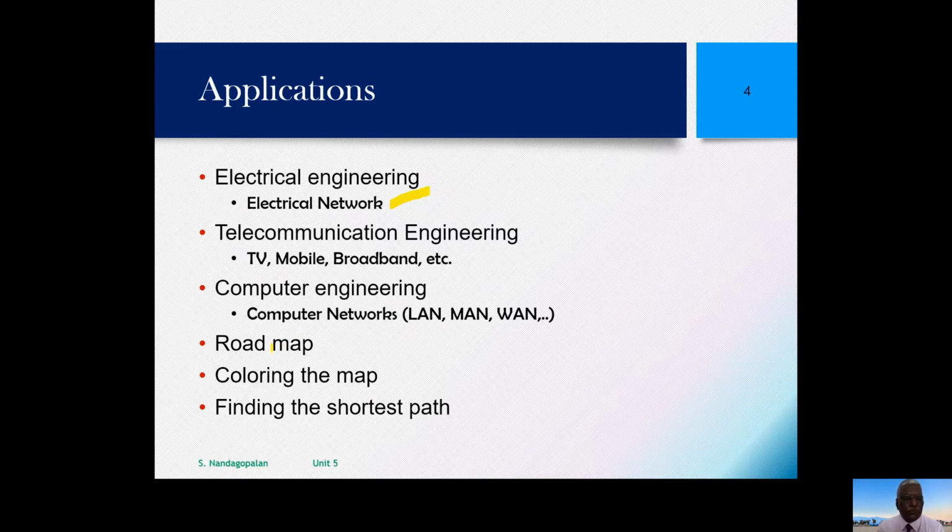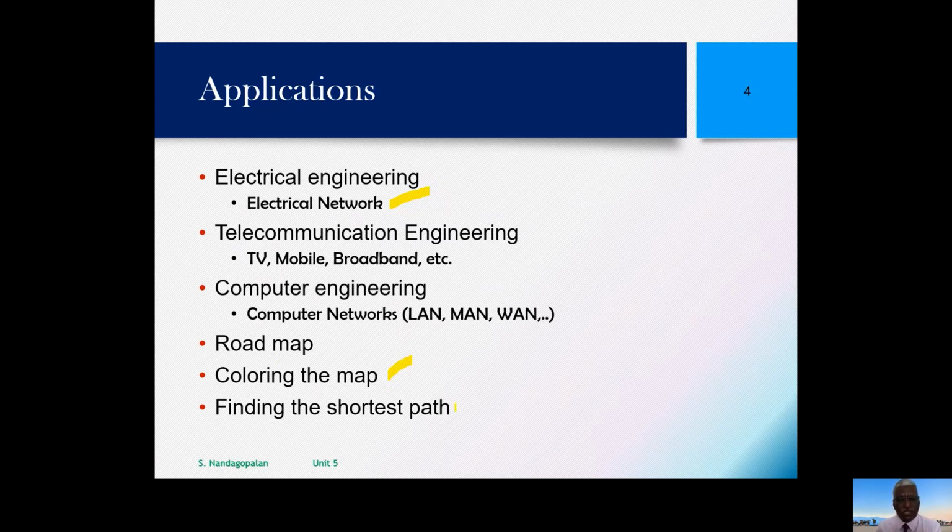Similarly, we can show a road map, which as we have already seen, where the cities indicate the vertices and the roads indicate the edges. There's another very popular problem like TSP, as I said, coloring of the map. That means you have a map with so many cities, and no two neighboring cities should have the same color. So you should ensure that whatever the neighboring cities, the colors should be different.